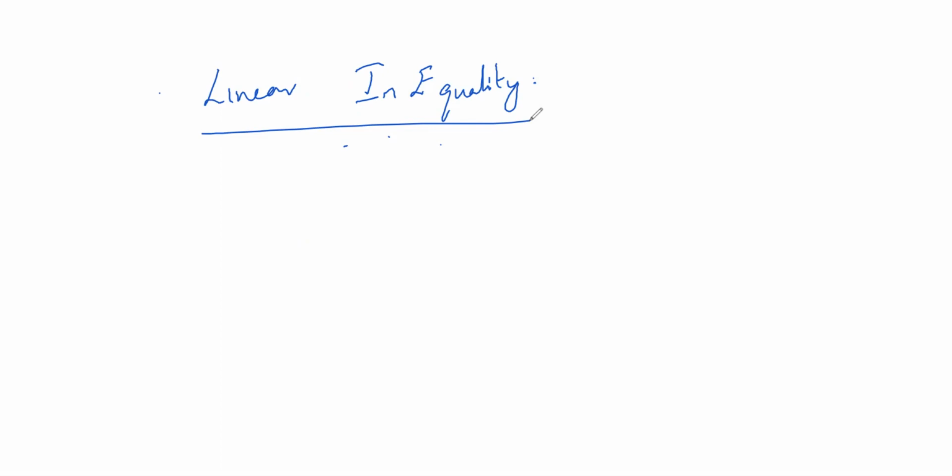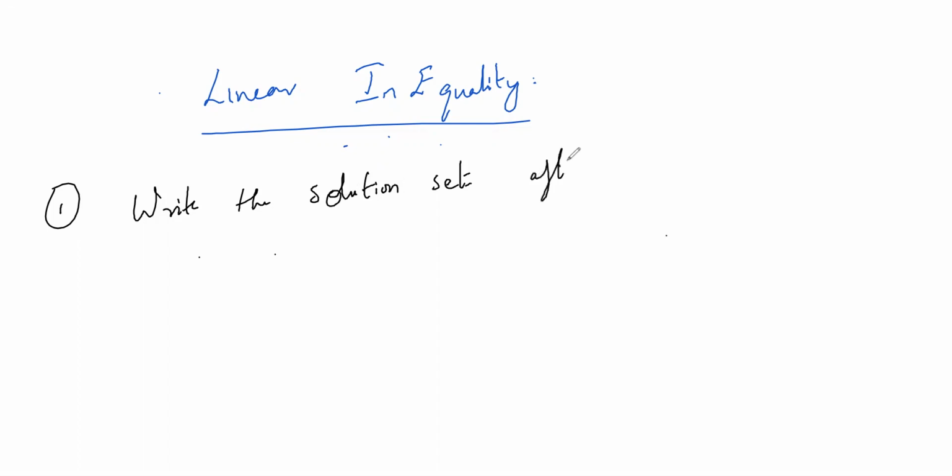So the first question for you guys is: write the solution set after solving the inequality 4x plus 3 less than 6x plus 7.